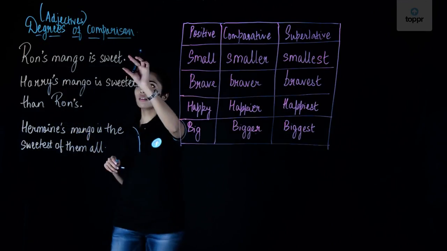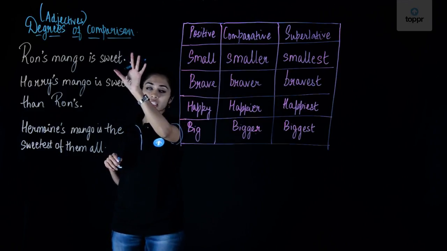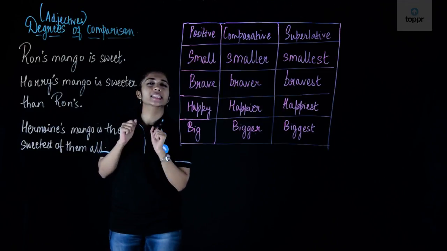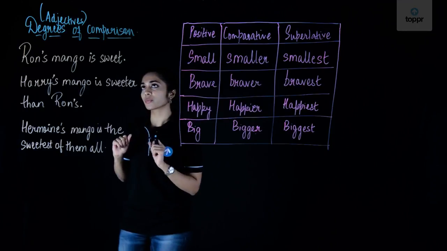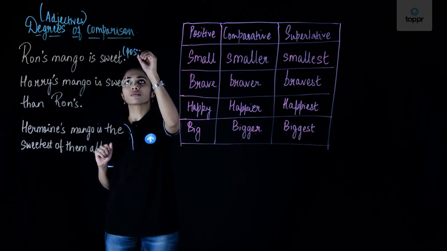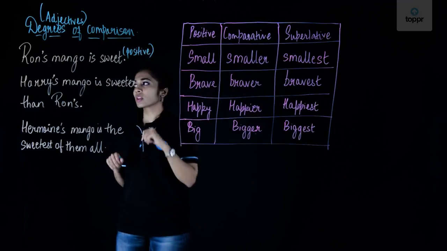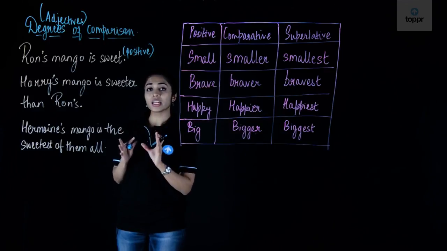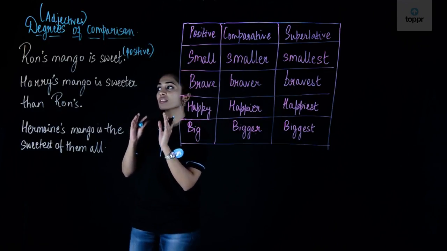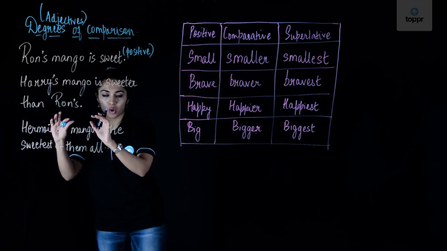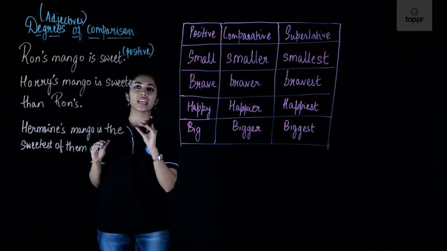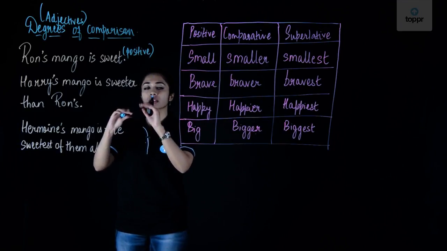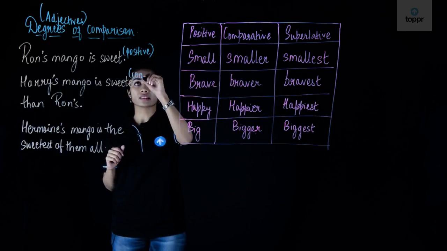So we have sweet here. Sweet is the positive degree of comparison. This degree denotes just the existence of the quality of being sweet. Okay, so this is the positive. Let's look at the word sweeter. Now the word sweeter is a comparative form because here the comparison is between Harry's mango and Ron's mango, and it denotes a higher degree of quality than the positive degree. So this is the comparative.